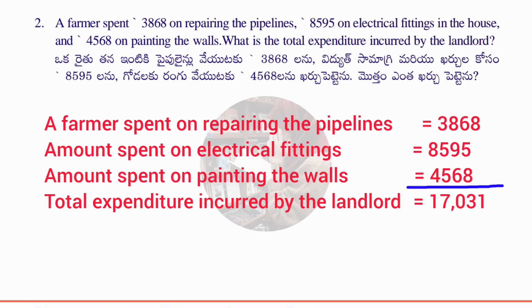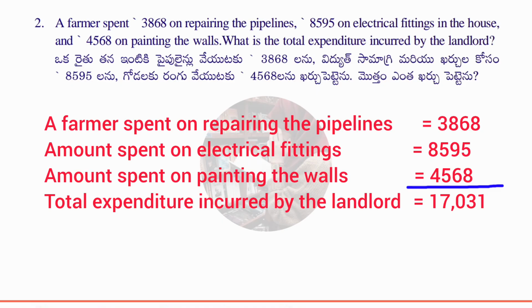Please, I already told you, always start counting from the ones digit. Ones digit, then tens digit, then hundreds digit, then thousands digit. In this way only you have to do, otherwise your answer will go wrong. That's why please make sure to start by adding the ones place.